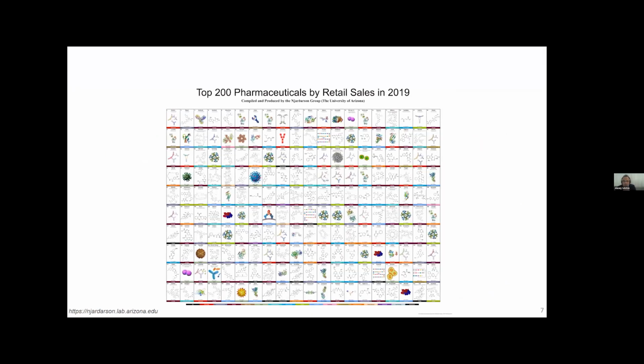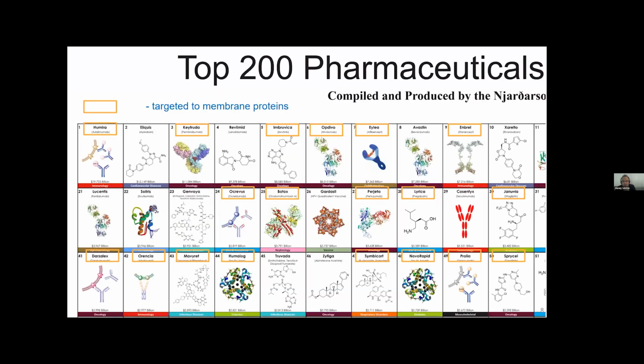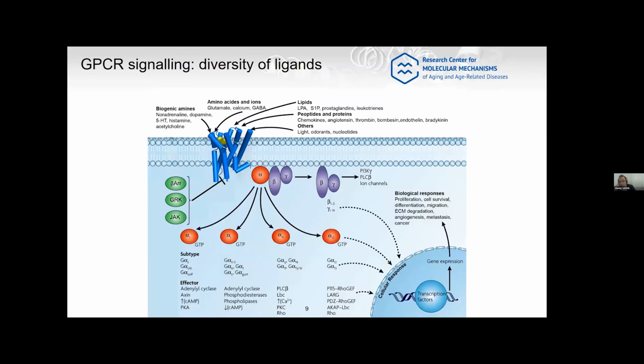And if we look at the statistics of the very top pharmaceuticals by retail sales, we will see that 60% of bestseller drugs target membrane proteins. The research focus of my laboratory are the G-protein coupled receptors.